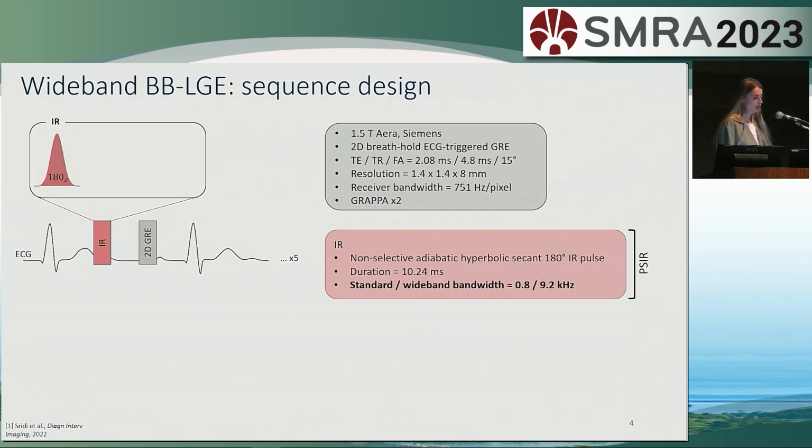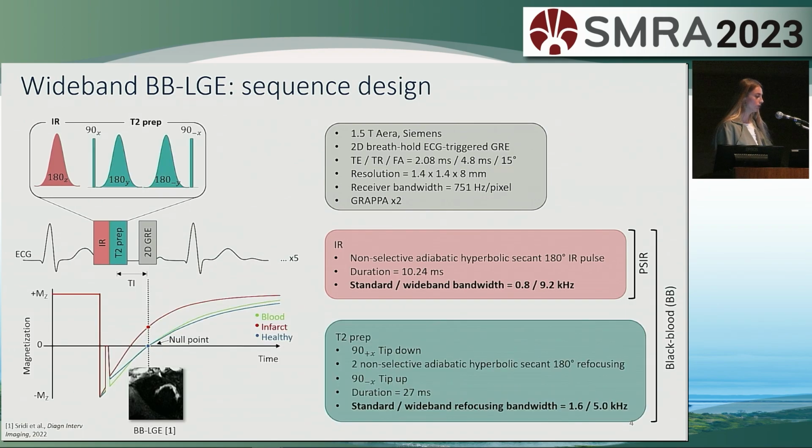For this, I implemented the sequence on a 1.5 Tesla. It was a 2D breath-hold, single-shot ECG-triggered gradient echo readout. It consisted of an inversion pulse followed by an adiabatic T2 preparation. And the wideband technique was implemented in the inversion pulse as well as in the 2 refocusing pulses of the T2 prep module by broadening their spectral bandwidth.